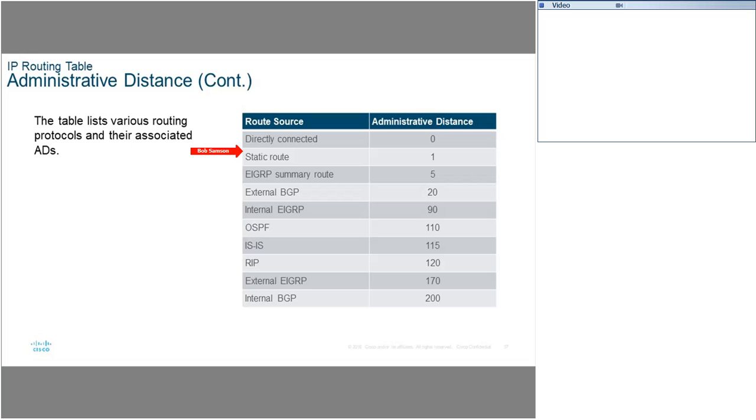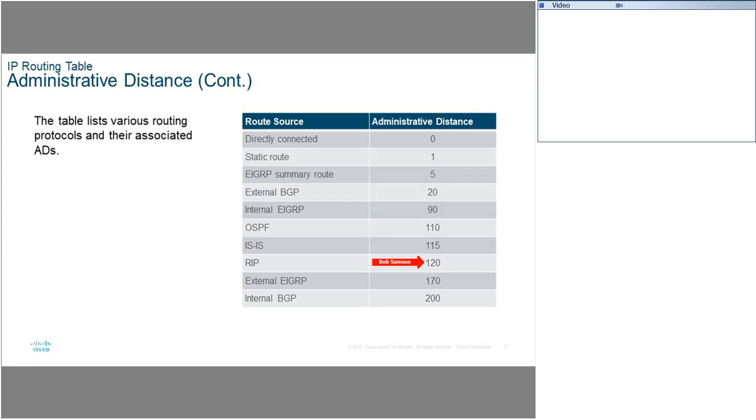Then here's EIGRP. That's one of those routing protocols we've talked about. And there's a summary route in EIGRP, and then the main EIGRP updates will come through as 90s. BGP, that's what runs the internet. External BGP runs the internet. EIGRP, a 90, we'll see those. OSPF, if we were running OSPF, if we were running RIP.